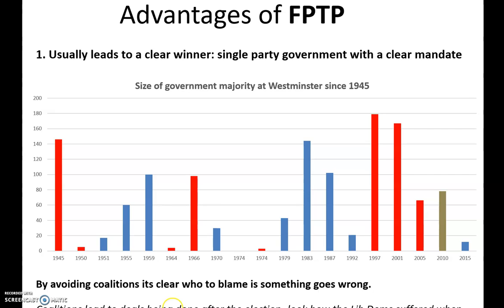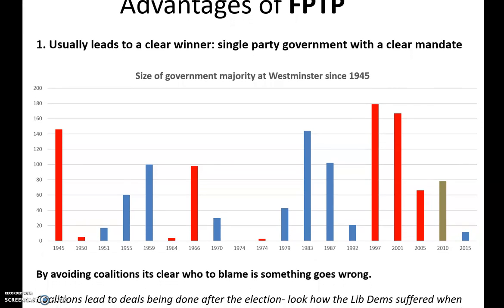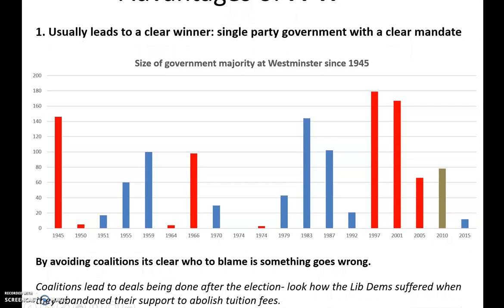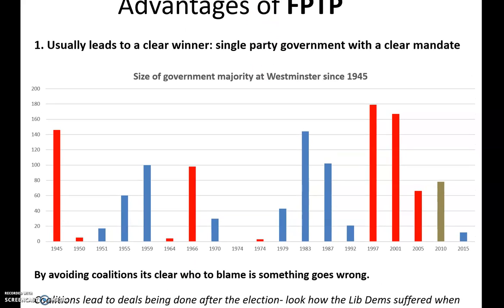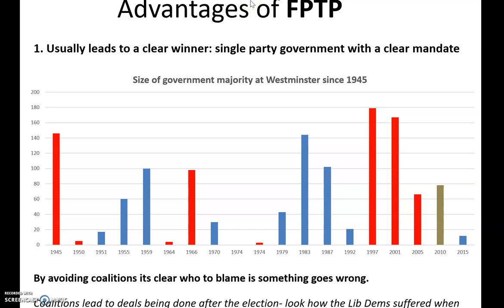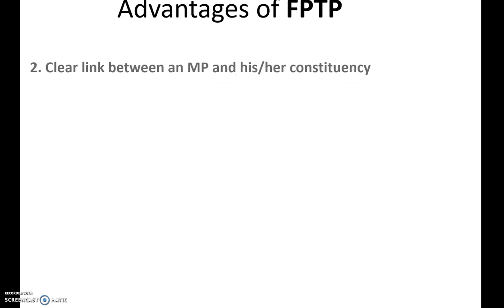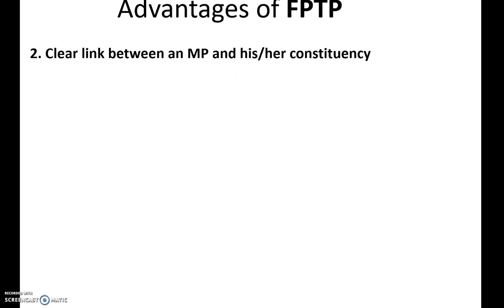Okay, and as I said before about coalitions, it's not quite big enough on here, coalitions tend to lead to deals being done after the election. And as I said before, that can lead to all sorts of problems sometimes. So one advantage to first past the post is you get one clear winner, we know who's the government, and they can now crack on and get on with their agenda.